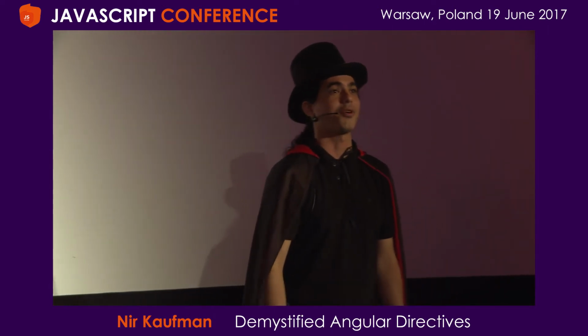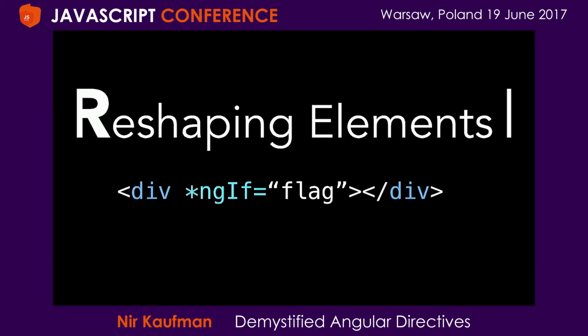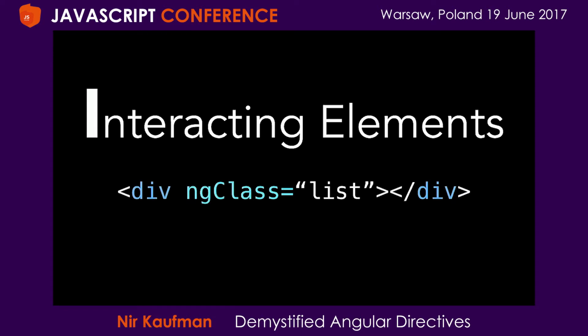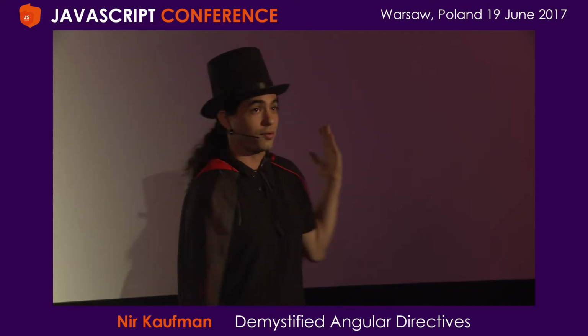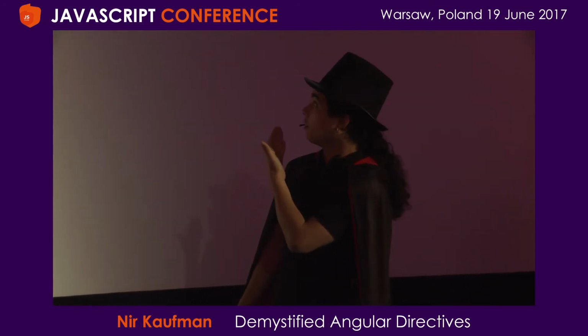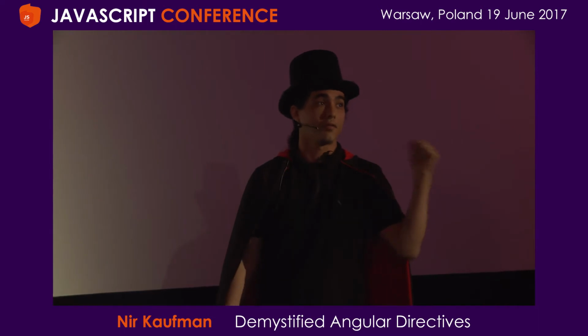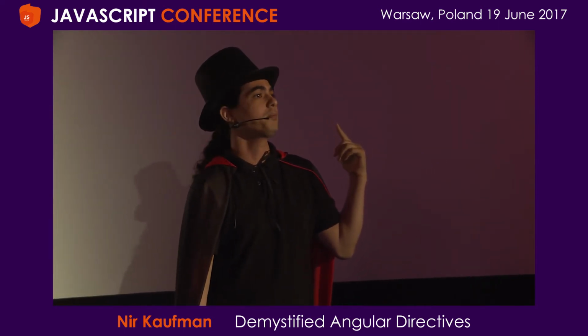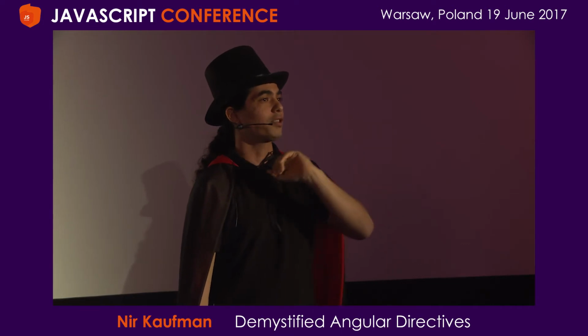Here's a very popular reshaping directive, the ngFor. The third type of directives are directives that interact with the elements. We are not changing the structure, but we're adding some kind of behavior. I think the most famous and popular, maybe the one that survived from AngularJS, is this one, the ngClass. Okay? So these are 3 types of directives.